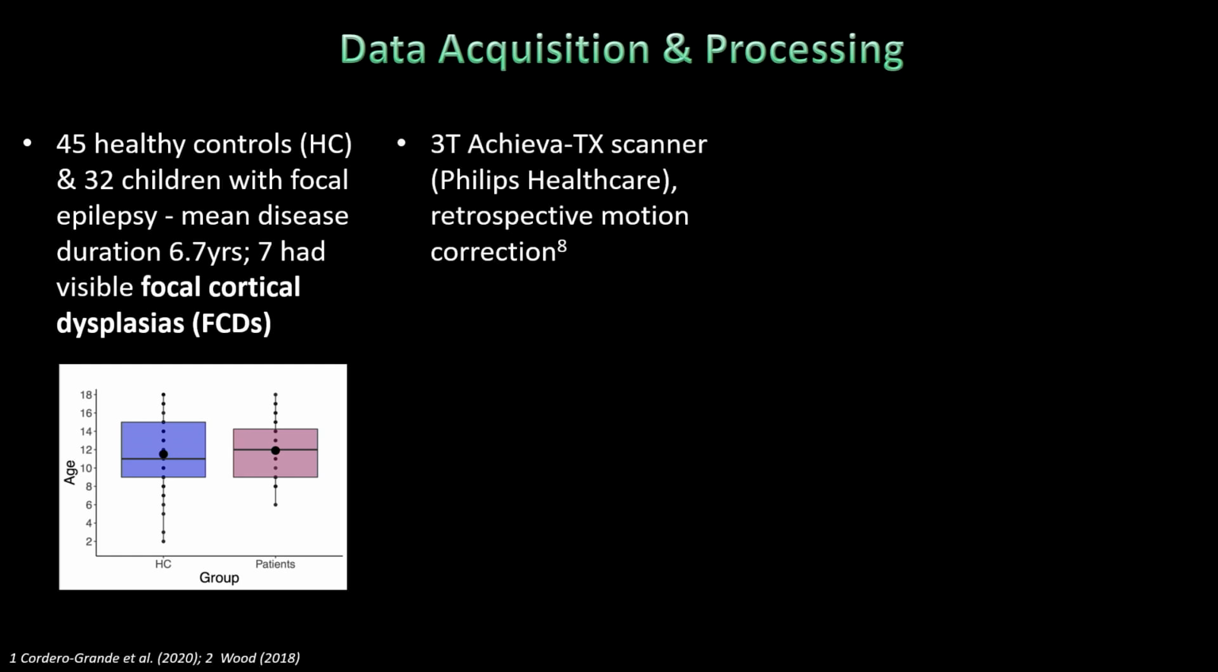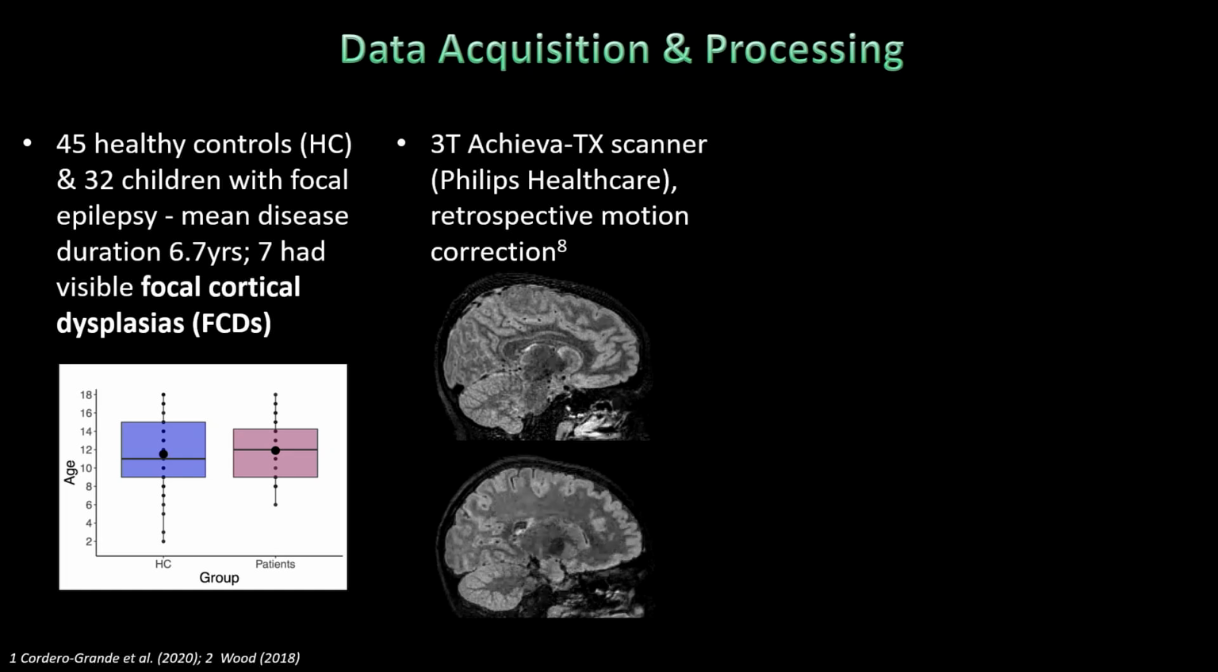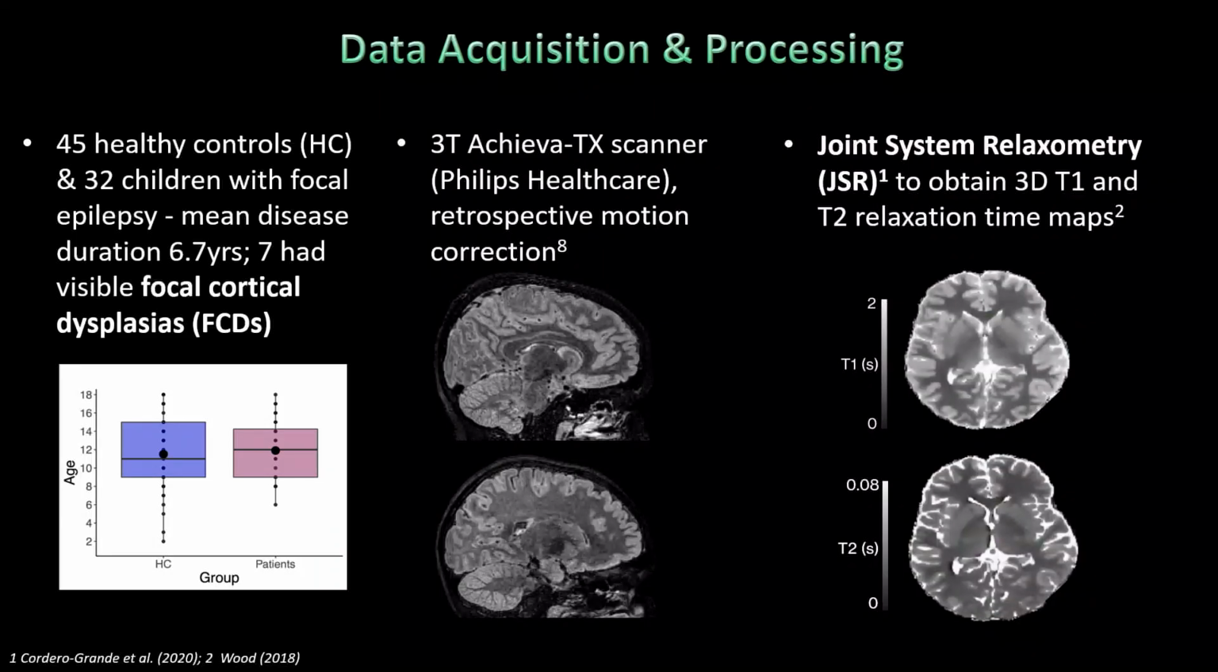We scanned them on a 3D scanner, and we didn't use sedation. We instead used retrospective motion correction, and this is just to show you an example of how this approach improved data quality. Hopefully you can see that. We then fit joint system relaxometry, and this allowed us to obtain 3D T1 and T2 relaxation time maps.